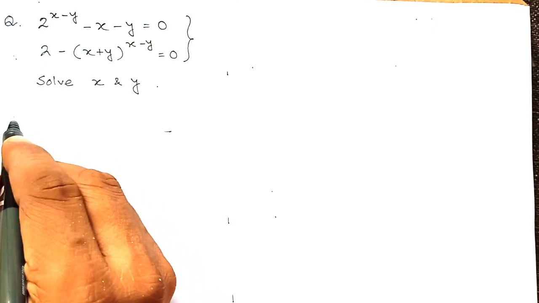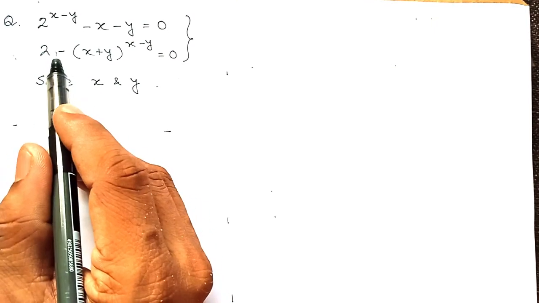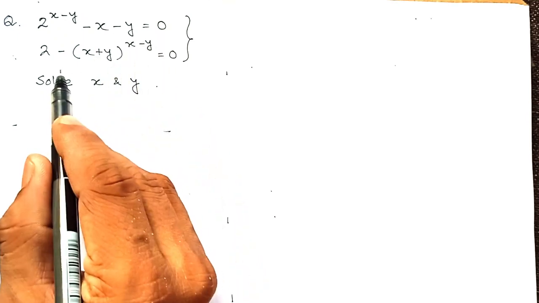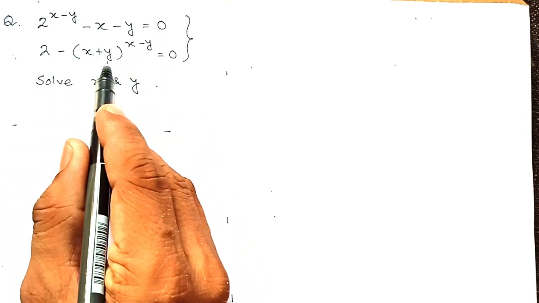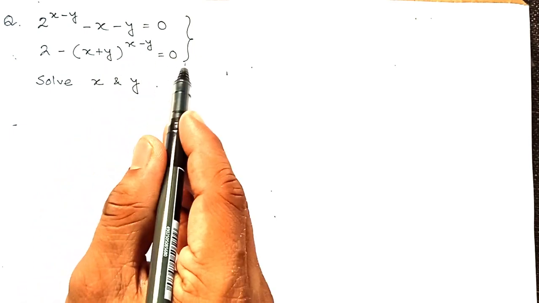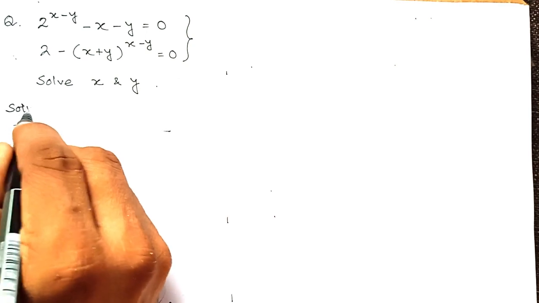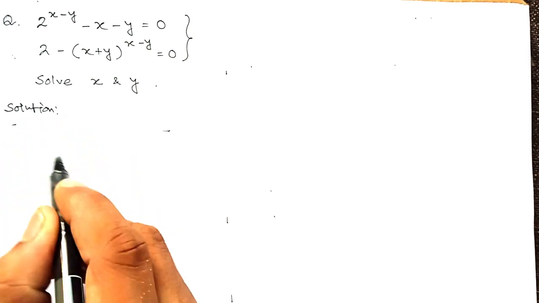So we have one algebra problem here. 2 to the power x minus y minus x minus y is equal to 0, and the second one is 2 minus x plus y to the power x minus y is equal to 0. We have to solve for x and y. Let's see what is the solution step by step.